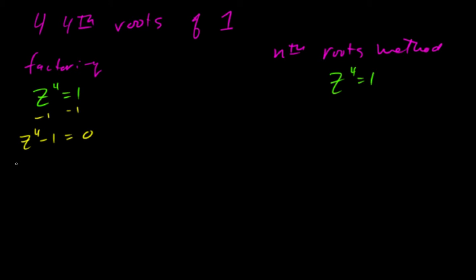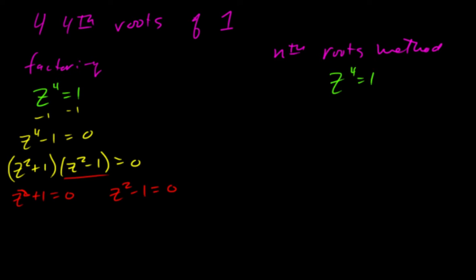We do difference of squares, so z squared plus 1, z squared minus 1, and we could factor this one more time because this is technically a difference of squares, but we don't need to. So we subtract 1, z squared equals negative 1. We add 1 on this one. Z squared equals positive 1.